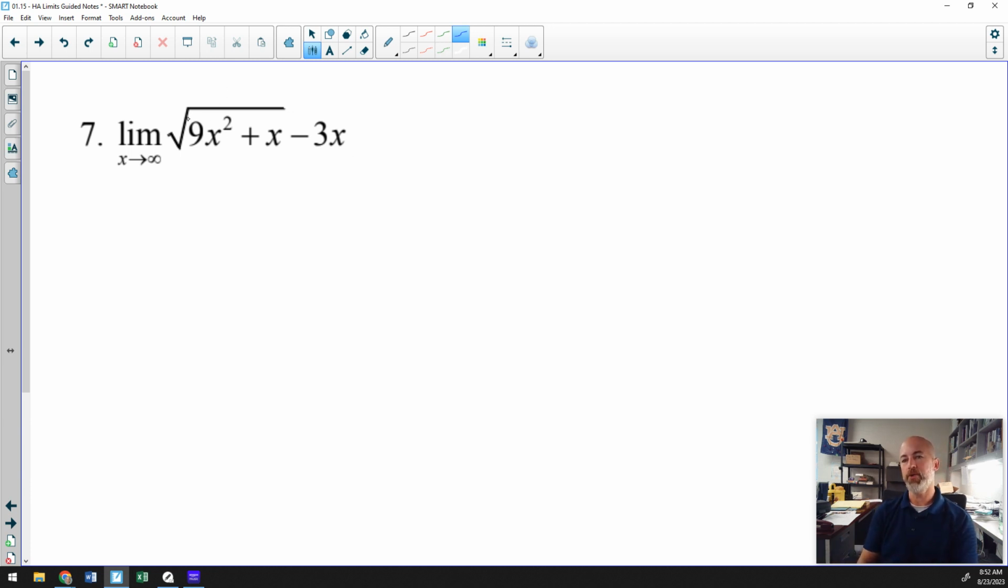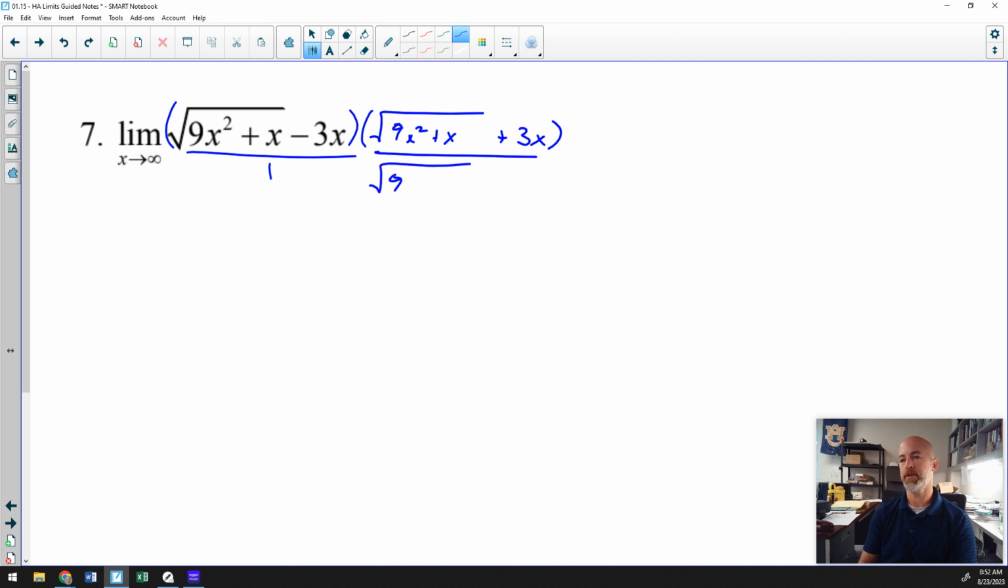And so what I'm going to do here to force the fraction is put this over 1, and we get to multiply the numerator and the denominator by the conjugate of that numerator. So I'm going to multiply by the square root of 9x squared plus x. We don't change the sign under the radical. We change the sign between the radical and 3x. So there's that conjugate. In the denominator, I'm going to multiply by the exact same thing. Don't forget to do the denominator as well.